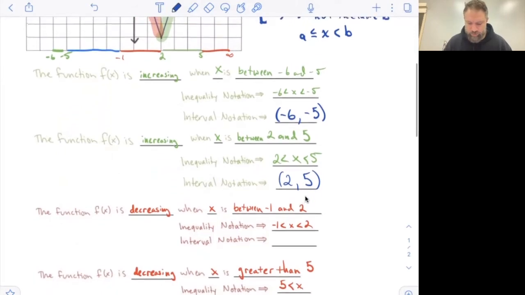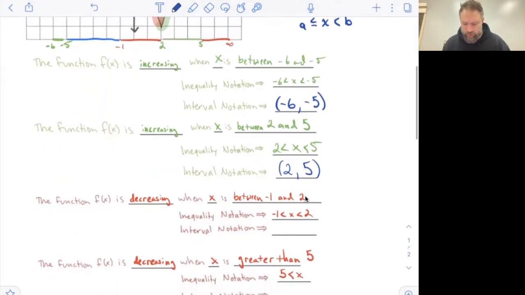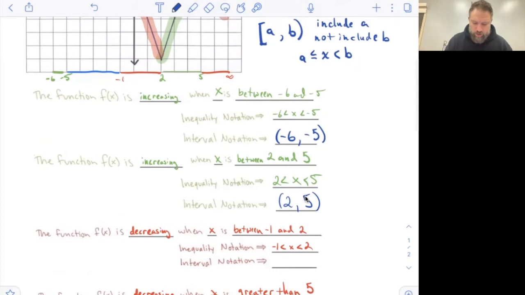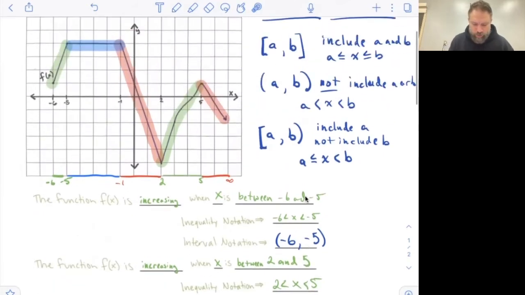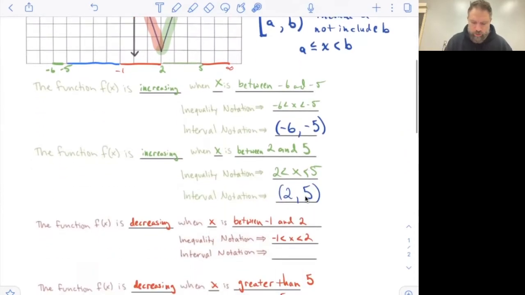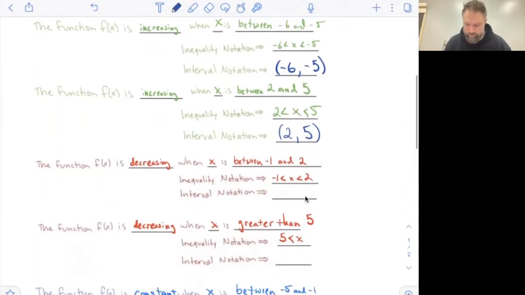Next one. Now we're talking about decreasing. The first one is between -1 and 2. So round parentheses, because we don't include -1, and the upper boundary is 2.